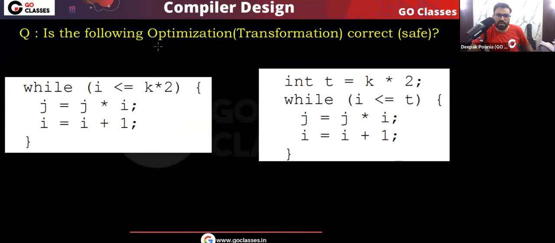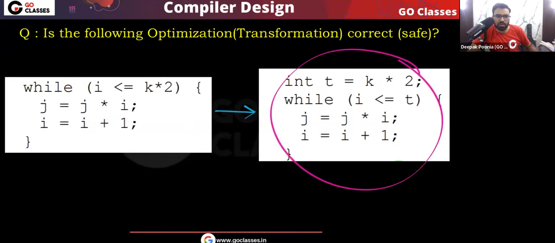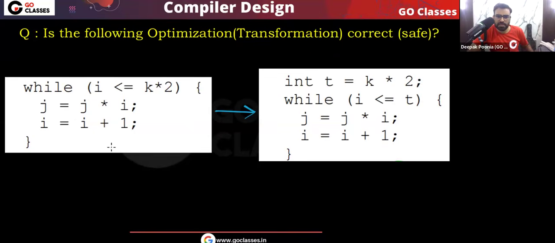Let's consider this example. Is this transformation safe, correct? Let me know. On the left side, we have a program, we have a code which we are transforming to the code on the right side. Now tell me, this transformation, is it safe? Is it correct?